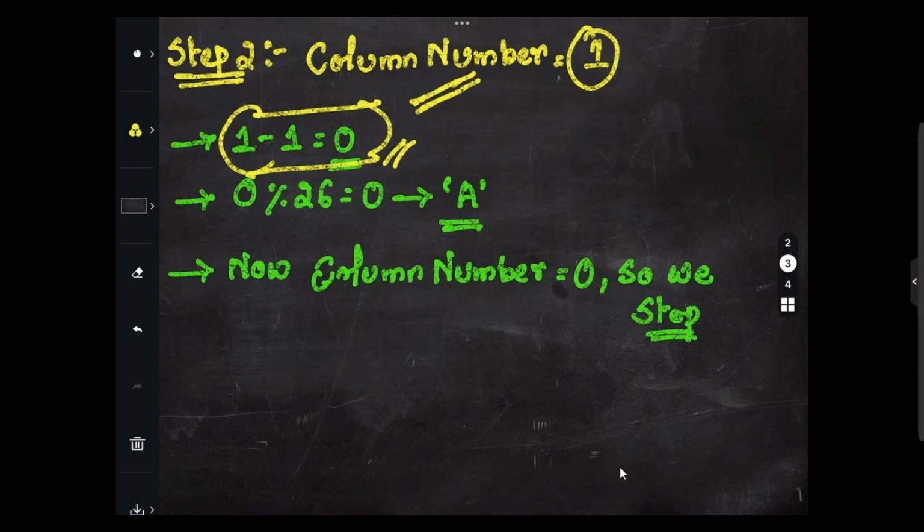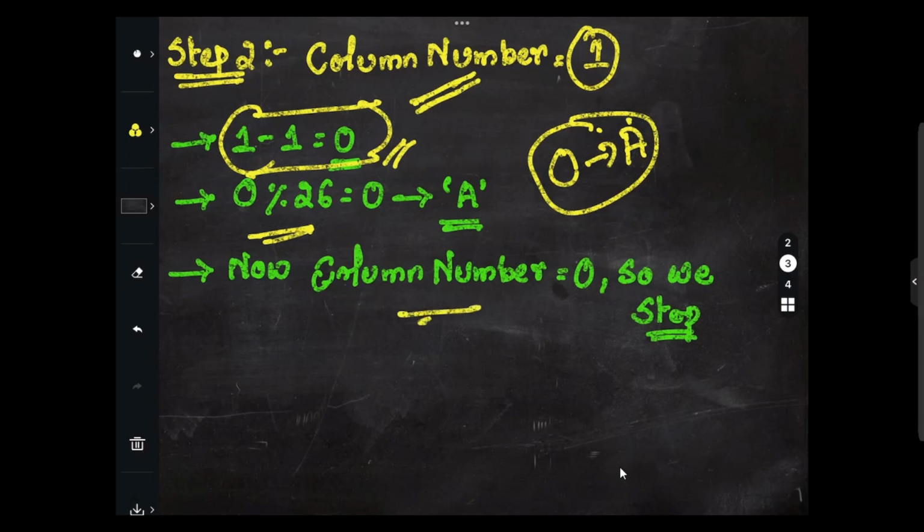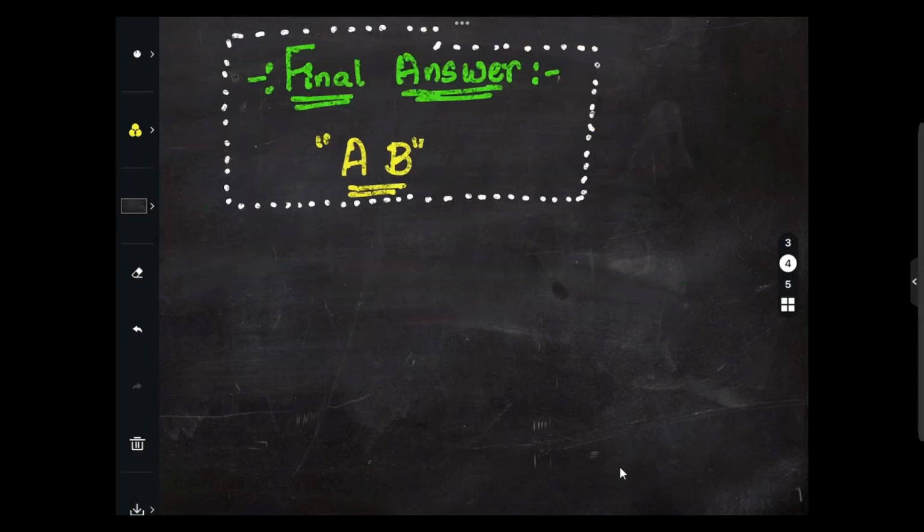This will be 0 in this case, right? So 1 minus 1 is 0 here. 0 modulo 26 is 0, and as we have converted this one to the 0 index, 0 will be a in this case, right? So 0, we are pointing this one to the a. While we convert 0 to the Excel column title, then it is a, right? So now the column number is 0, so we will stop in this case, right?